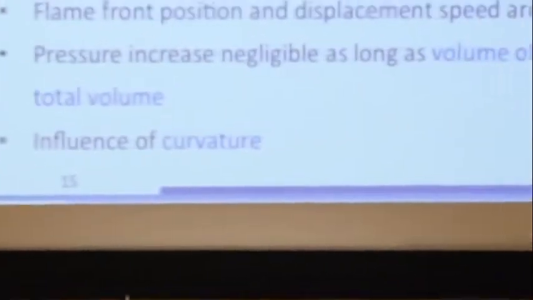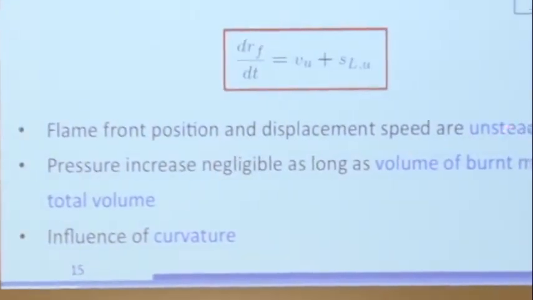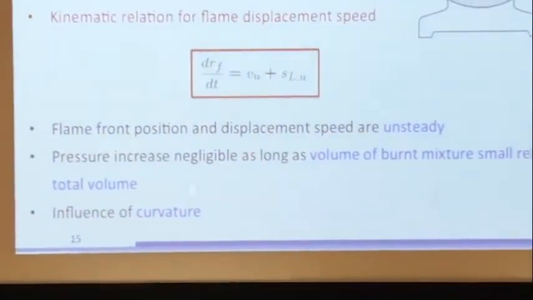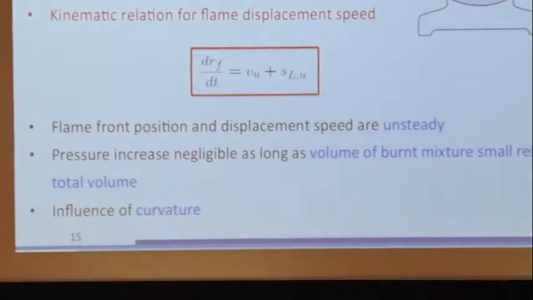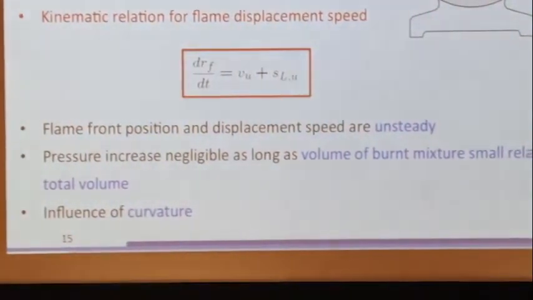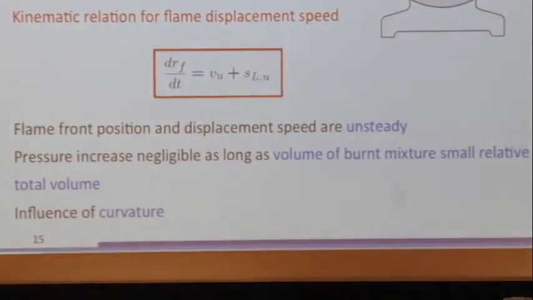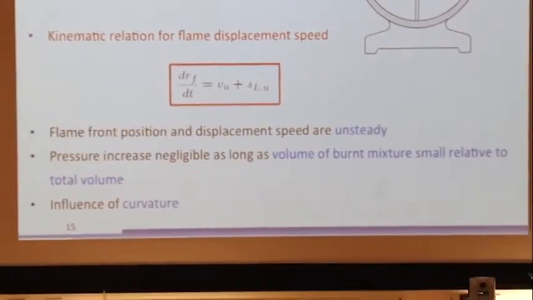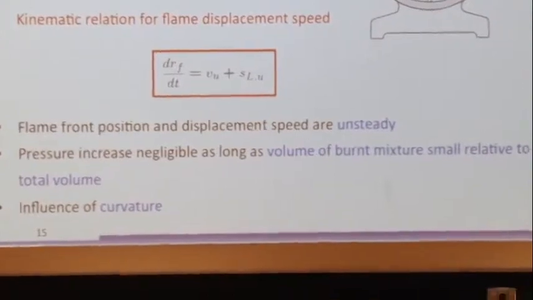So both the flame front position and the displacement speed are unsteady. They change with time. The pressure now in this vessel, because it's a constant volume vessel, will increase, and that will contaminate your measurement. But if you observe the flame only in the very beginning, when the burnt volume is still small compared to the whole volume of the chamber, then the pressure increase is very small and it can be neglected.